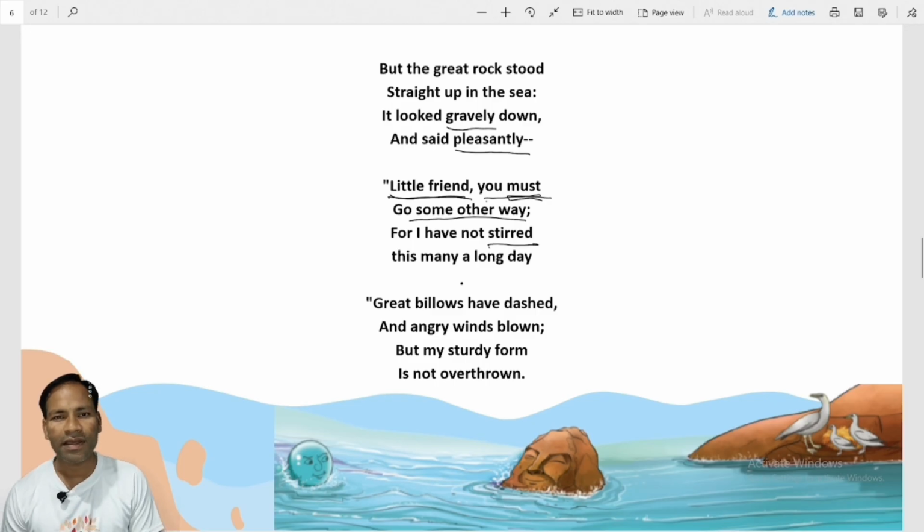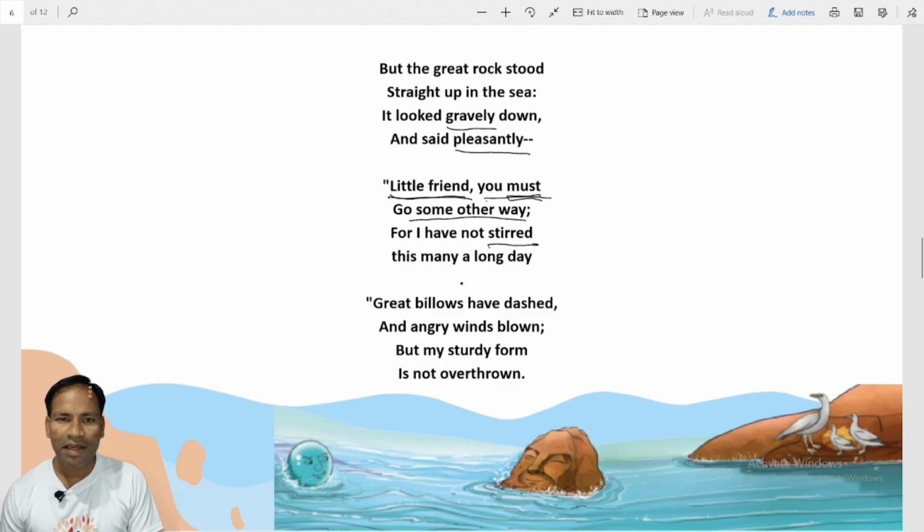This many a long day, बहुत दिनों से, for a longer period of time I am fixed here, I don't know by whom I have been fixed, but I am fixed here and I cannot move from my place for a long period of time, I don't know from when. So it is impossible for me to move aside. So you must find your another way, because I cannot move. The rock says to the bubble.